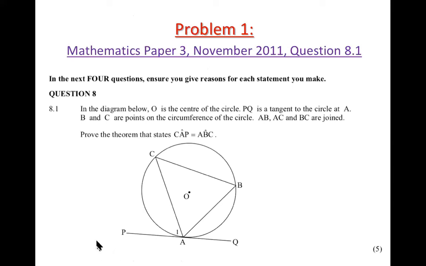It says that in the diagram below, O is the center of the circle, PQ is a tangent to the circle at A. B and C are points on the circumference of the circle. AB, AC, BC are joined. Prove the theorem that states angle CAP is equal to angle ABC. Now, what theorem are we talking about? Let's look at angle CAP. Angle CAP is here, and the angle you are supposed to prove is angle ABC.